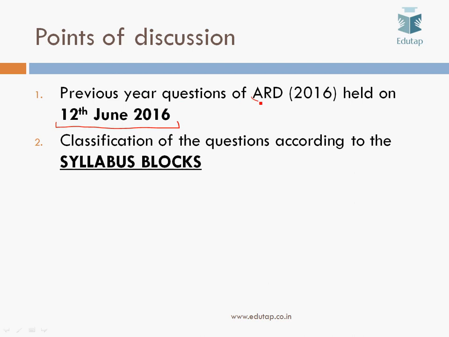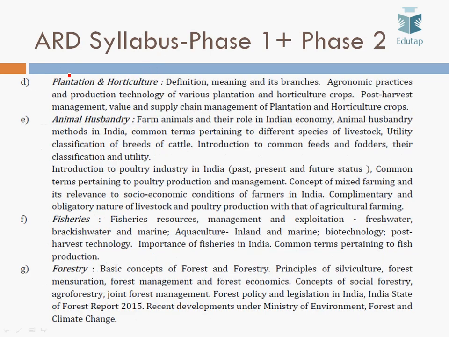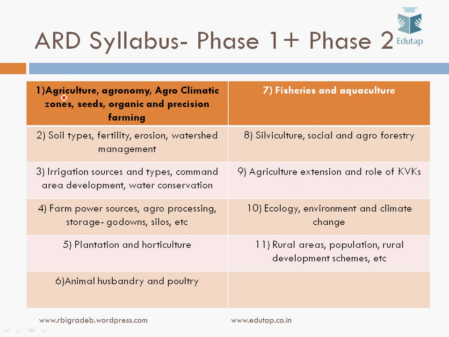So we'll pick up just one section, that is ARD. So the complete paper is ESI plus ARD, worth 100 marks. We are talking about ARD only. We'll be classifying the questions according to the syllabus blocks. So this is the syllabus as given by NABARD in the notification for agriculture and rural development. So this is the syllabus for agriculture, right? And once we classify the syllabus into blocks, these are the blocks. So we had classified the syllabus into 11 blocks, from 1 to 11.